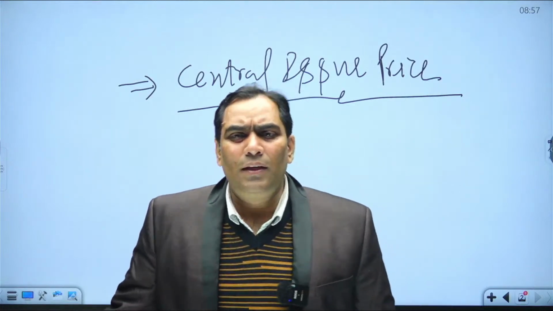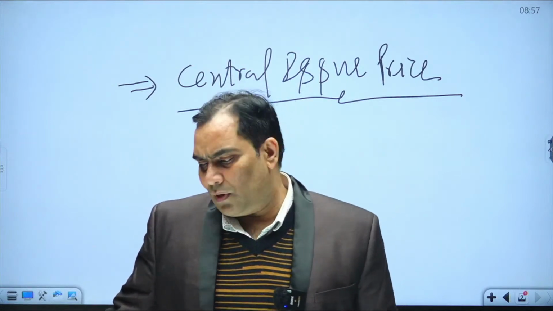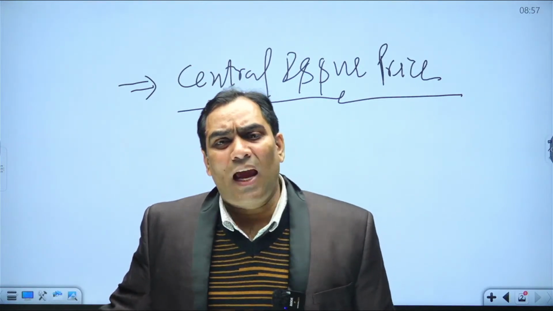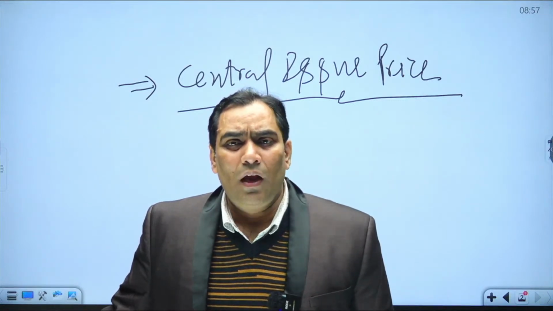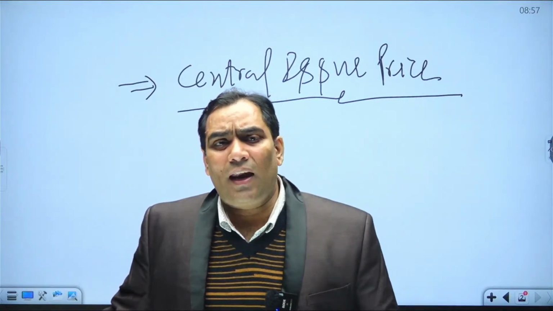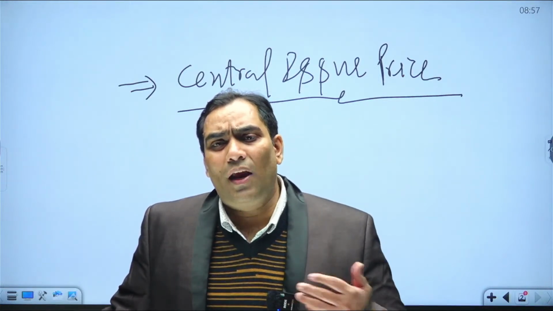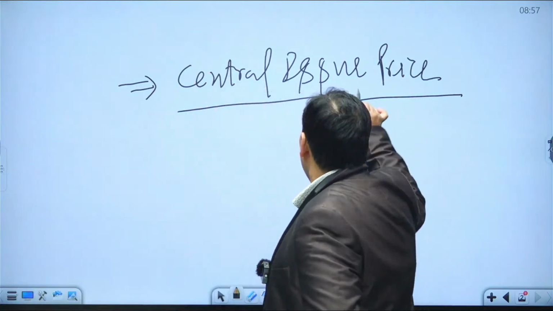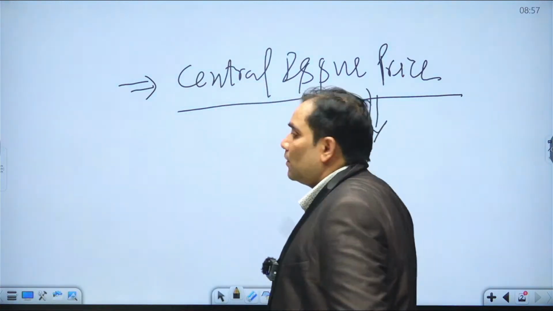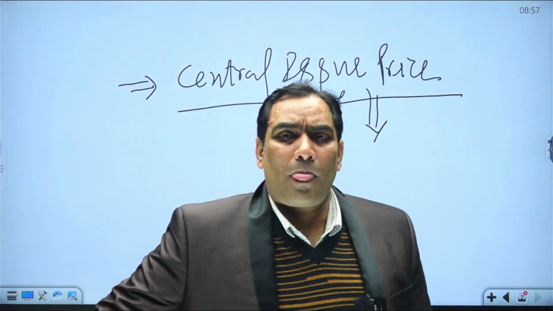So for running the PDS through the fair price shops, the FCI sells the food grains to the state government. The rate at which the FCI sells food grains to the state government is known as the central issue price. Central issue price.